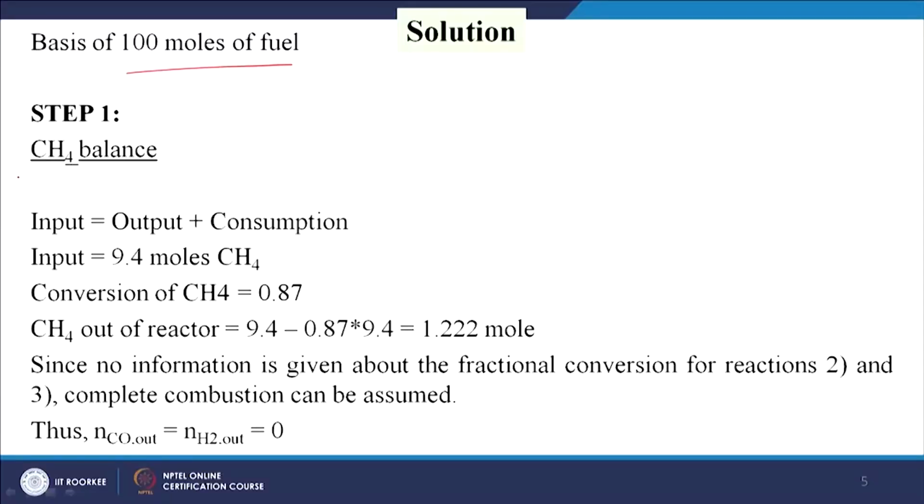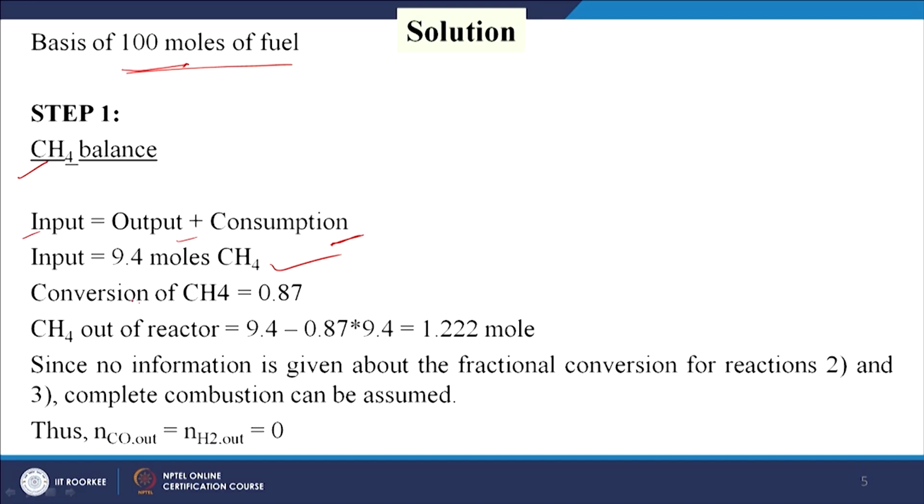So, for the CH4 balance, methane balance, we have input equal to output plus consumption. Obviously, input equal to output plus consumption, because the CH4 is consumed. So, how much input we had minus consumption is our output, and in this case input is equal to how much? 9.4%. So, we have 100 moles, so 9.4 moles of CH4 we are getting. Then what is the conversion of CH4?